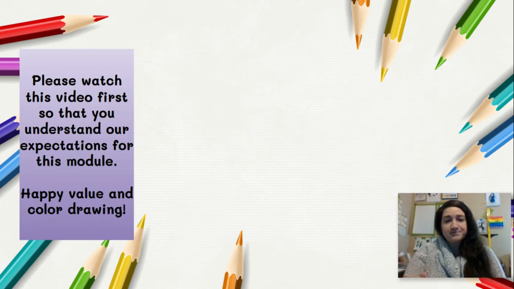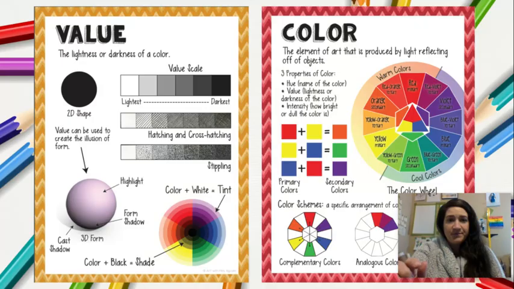So let's go over this Google Slides presentation a little bit so you become familiar with what we're doing this week. Here's just some simple examples of what value and color really is. Value, a lot of you know by the word shading. Value is the lightness or darkness of a color, and value can be used to create the illusion of form. So it's how you make something look 3D, basically.